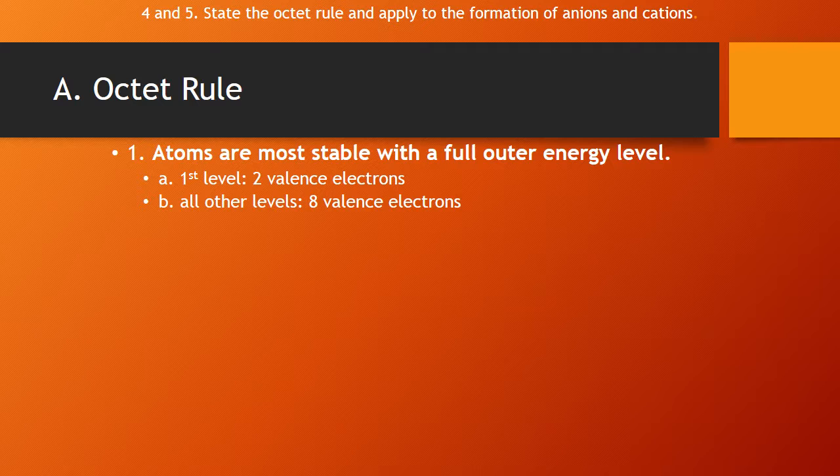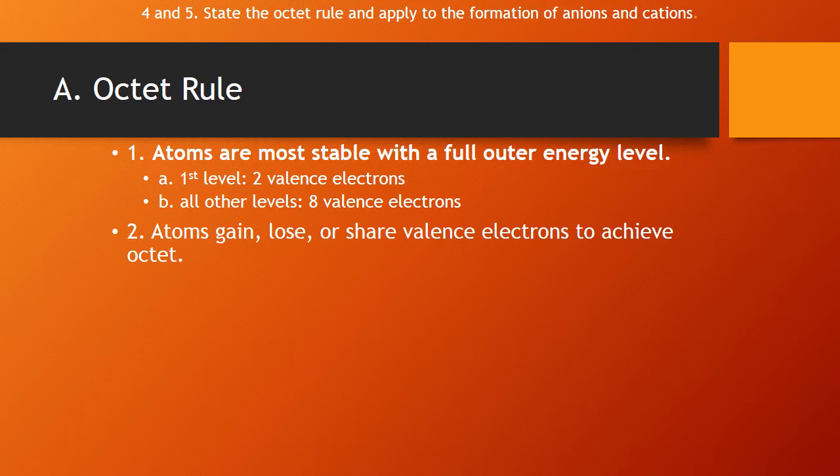So all other levels, if the outer energy level is not the first level, then it is full with 8 valence electrons. Atoms will always gain, lose, or share valence electrons to achieve their octet. In other words, they do this in order to become the most stable they can be.